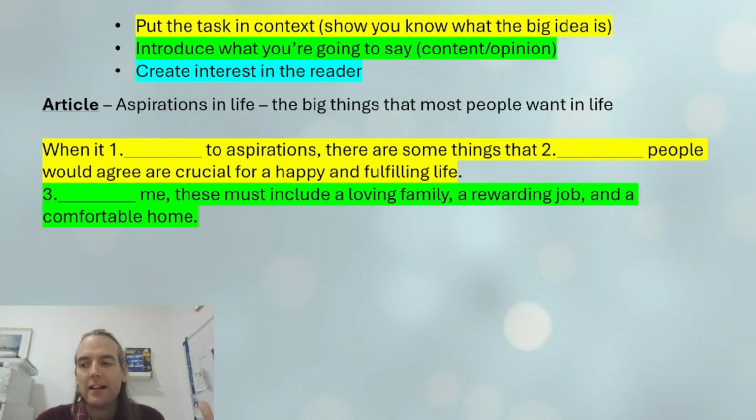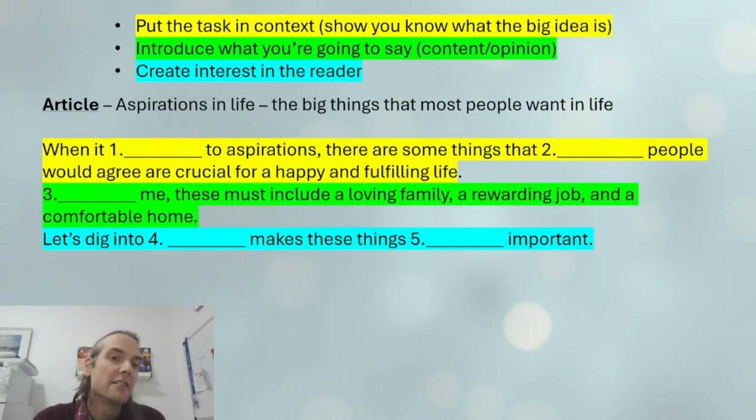You don't need to say I'm going to talk about, but you do need to give some indication to make it easy to read. And finally, how are we going to make this a little bit interesting? Maybe something like, let's dig into what makes these things important. So I'm asking the question of why they're so important. And hopefully by asking that question, you want to continue reading to find out, why does this writer think they are important? Right? Creating a little bit of interest like that.